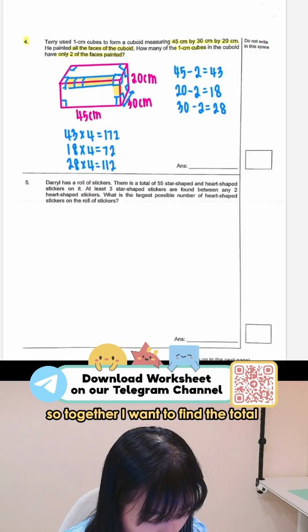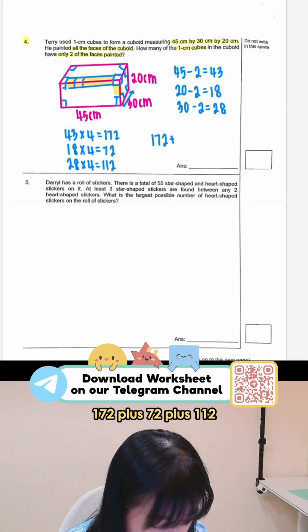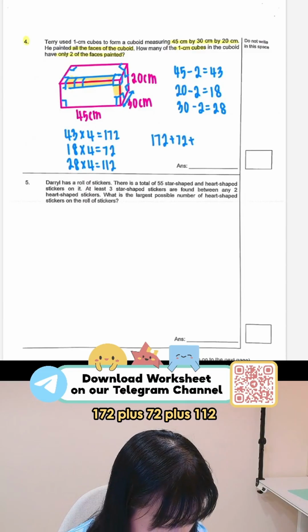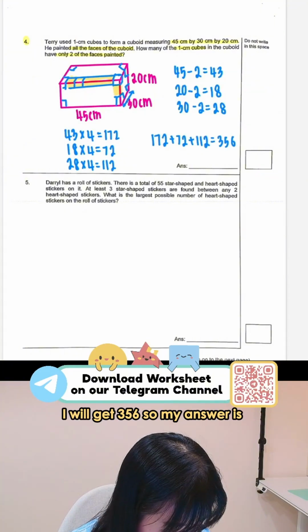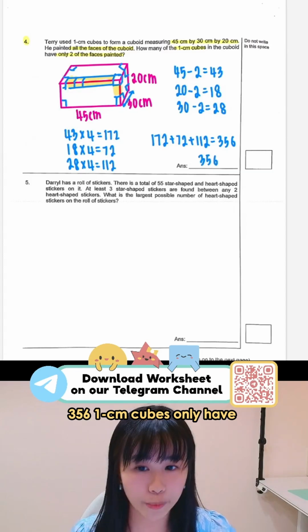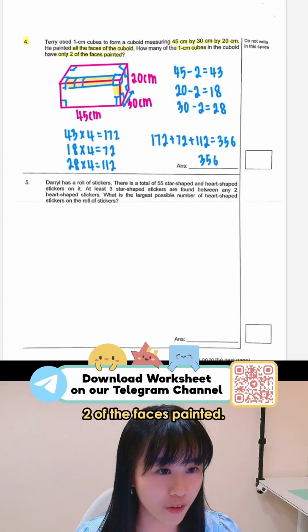So together, I want to find the total. 172 plus 72 plus 112. I will get 356. Okay, so my answer is 356 1 cm cubes that only have 2 of the faces painted.